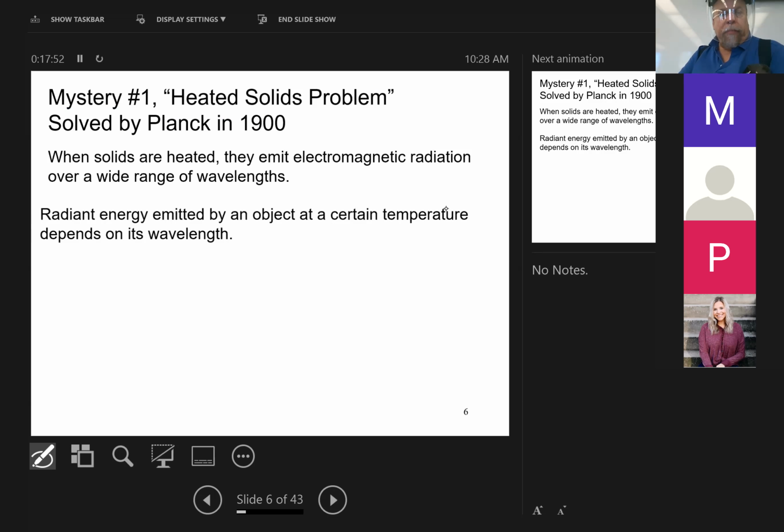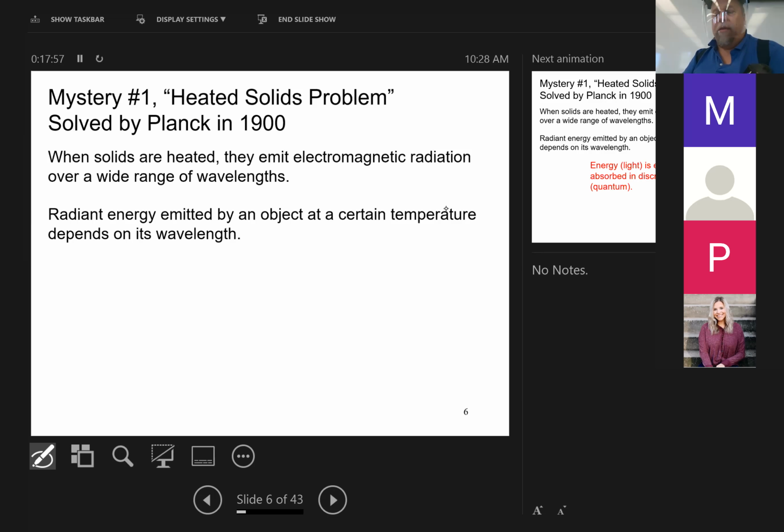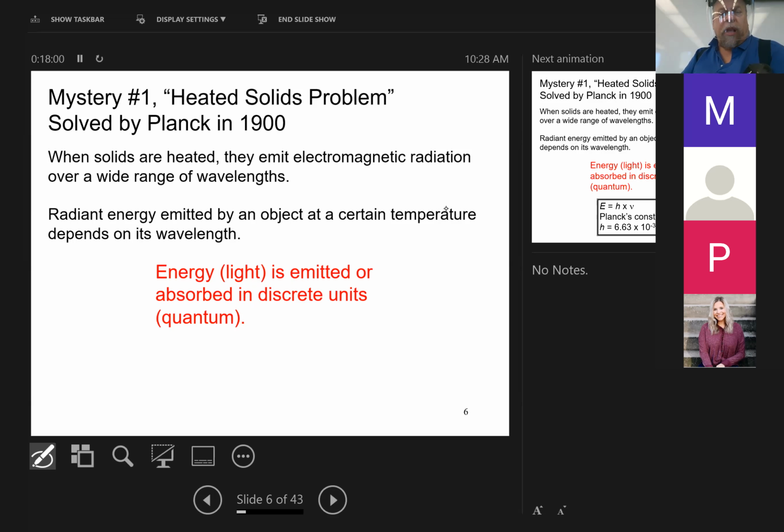So radiant energy emitted by an object at a certain temperature depends on its wavelength, okay? Energy is emitted or absorbed in discrete units. For example, if you heat up sodium chloride in a flame, it'll become yellow. Those discrete units are called quanta, and it has to do with the energy of the electron around the atom. Now, some of you may be interested in space things. If we talk about the Earth here, and then you put the space station up here.